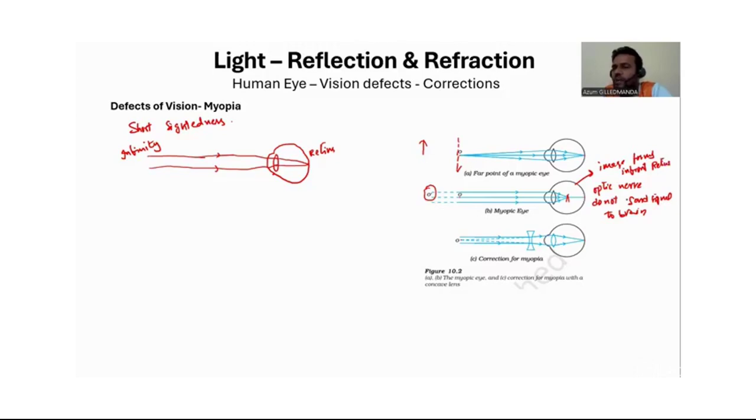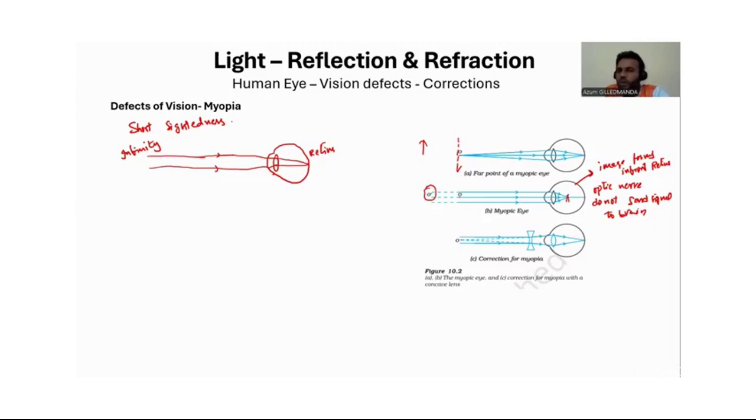But basically we want the image to be formed on the retina so that the brain can visualize it and we can see that image, right? So in myopia, that short-sightedness, you can focus or see things only up to a certain distance. Beyond that, the image is formed in front of the retina, which the brain will not be able to visualize.